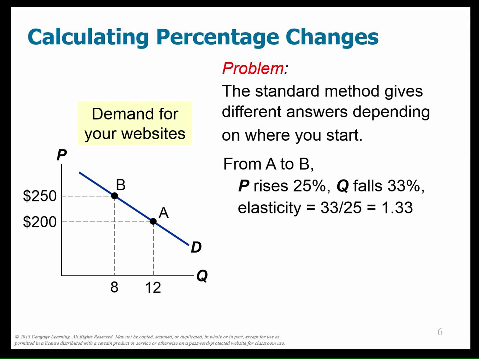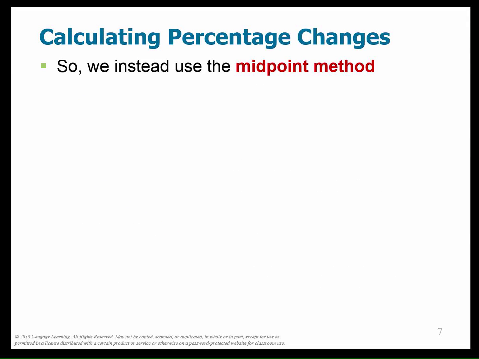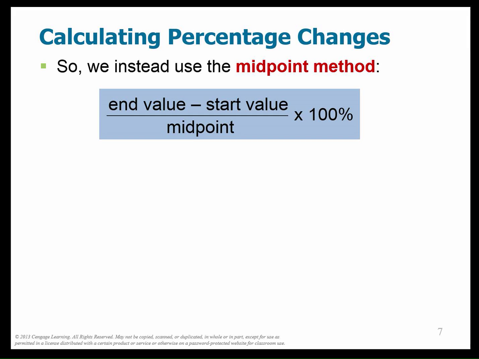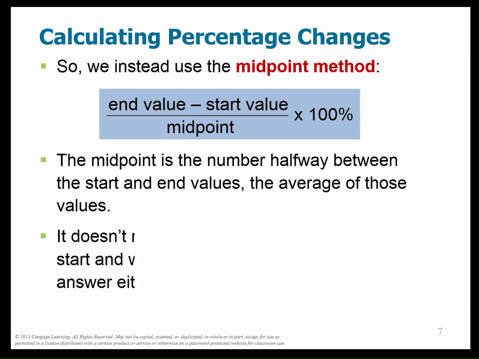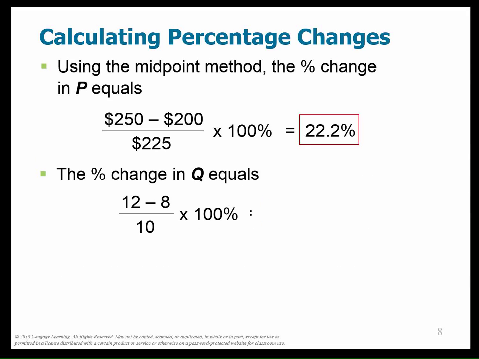So we take care of that problem by calculating by the midpoint method. Instead of dividing by the starting value, which is traditionally what you do in math, you're going to divide by the midpoint, or the average value, the average between the end and the start value. You just pick the number between end and start value, and you divide by the midpoint. And this will give you the exact same value for elasticity, whether you're going up or down. Okay? So let's go ahead and do that.